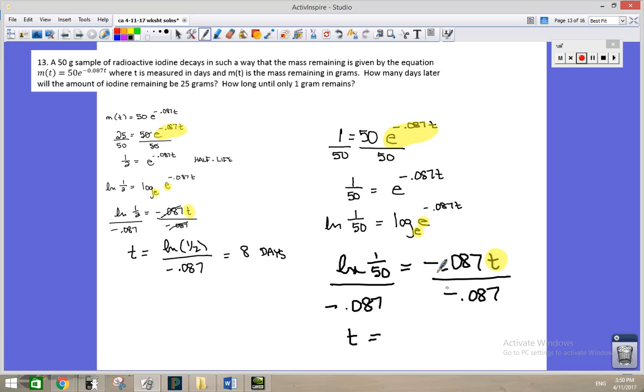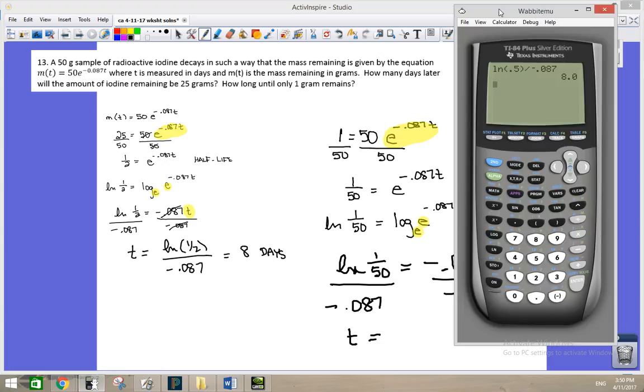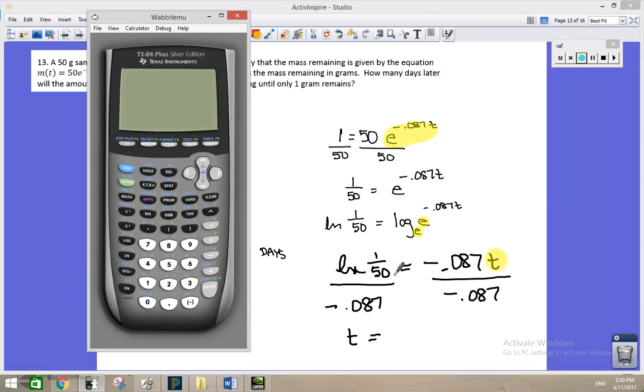So I'm expecting this to take longer, because it took 8 days to decay to 25. It's going to take another close to 8 days probably for it to decay all the way to 1. Well, let's be more exact than guessing. Let's key it in. So if we have the natural log of 1 divided by 50, close that parenthesis, and divide that by this decimal number, I'm getting 45 days, at least to 1 decimal place.